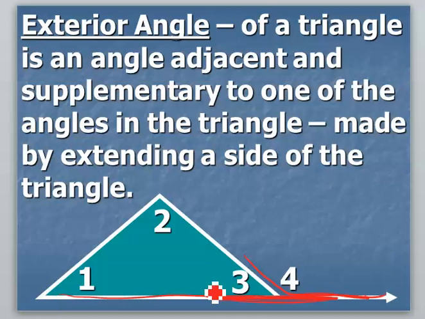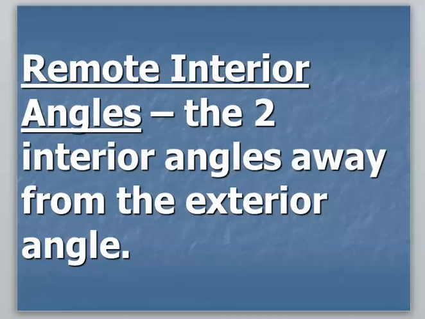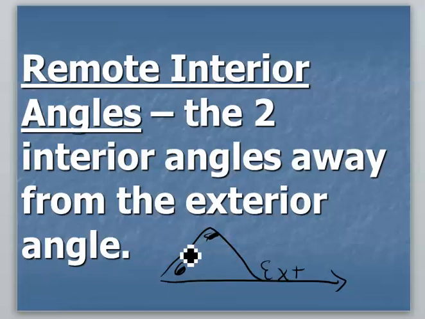We could actually extend all 3 sides of our triangles to make an expanded picture, and we'll look at one of those. When we talk about these, we have interior angles that I referred to earlier. Those are the 3 angles inside the triangle. So if we look at our triangle, there's the 3 interior angles. We have what are called remote interior angles. These are the 2 interior angles away from the exterior. So if I extend the side so that I have an exterior angle, remote interiors are these 2.